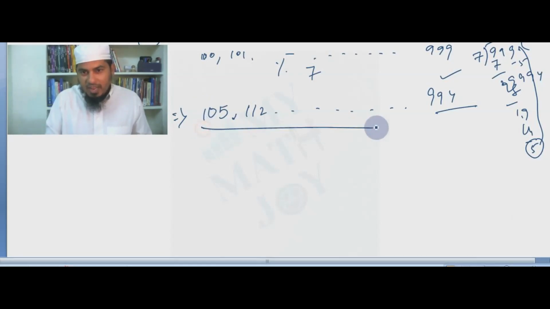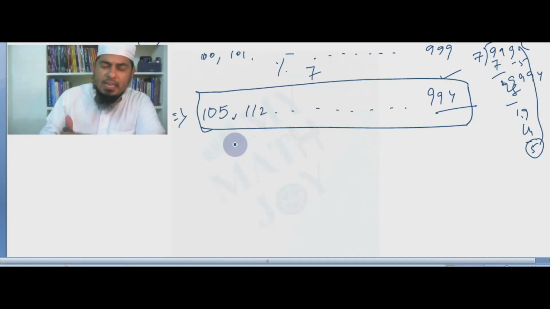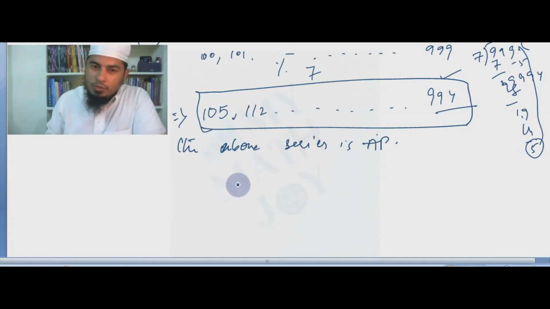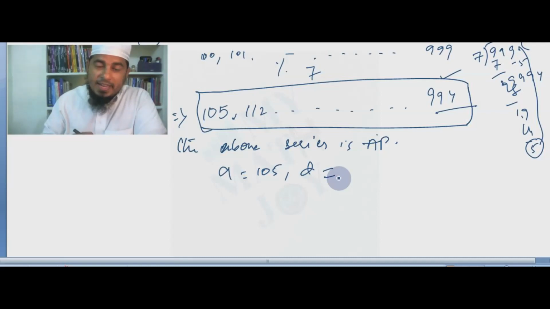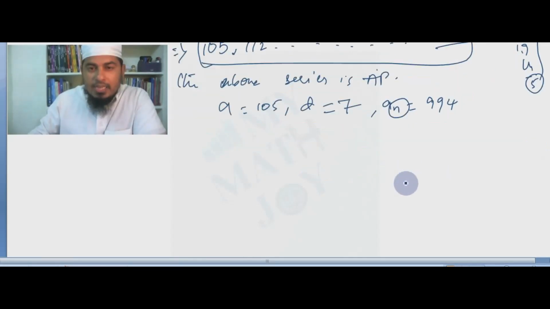This list of numbers divisible by 7, or 8, or 10, any number, will be in AP. So the above series is an AP. If you want to prove it, a2 minus a1 is equal to a3 minus a2, which is common, and it will be 7. a is 105, and divisible by 7 tells me that the common difference d will again be 7, because it is a multiple of 7. We are increasing by 7, 7, 7, so we get the same. And the last term an is 994. What does he want? He wants how many numbers, n.